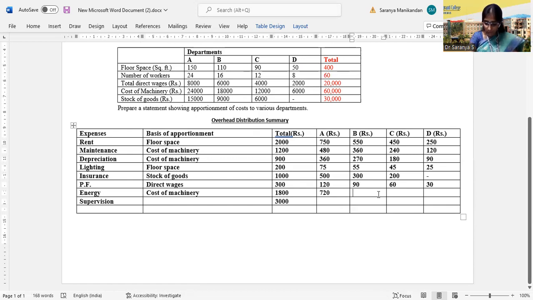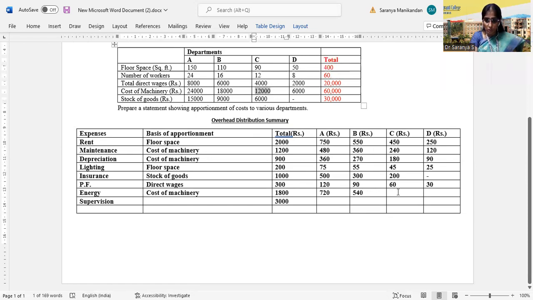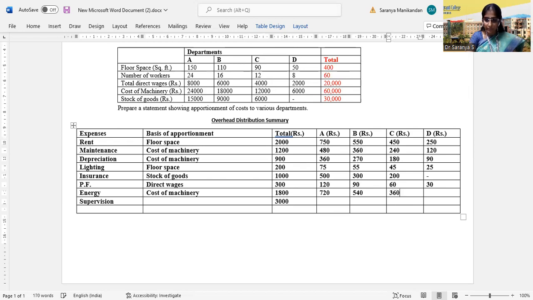You will get 540. And for C department, here expense is 1,800 into C department we have 12,000 by total 60,000. So you will get 360. And for D department 1,800 into 6,000 by 60,000, you will get 180. The last item is supervision. Supervision is obviously for employees. So number of workers. The amount is given as 3,000.